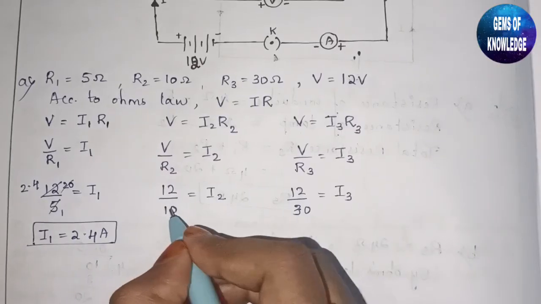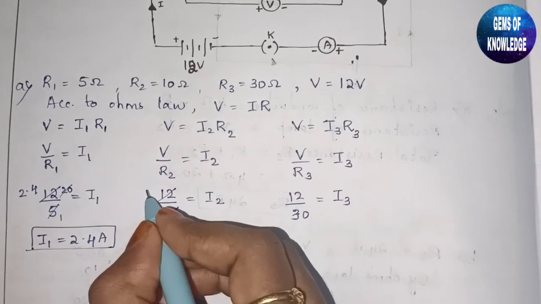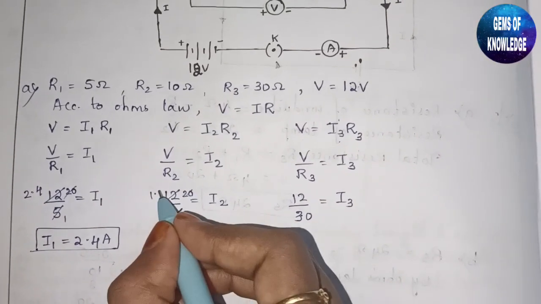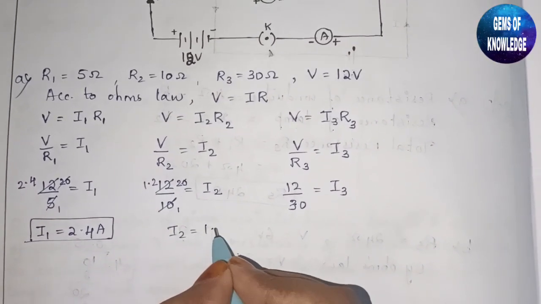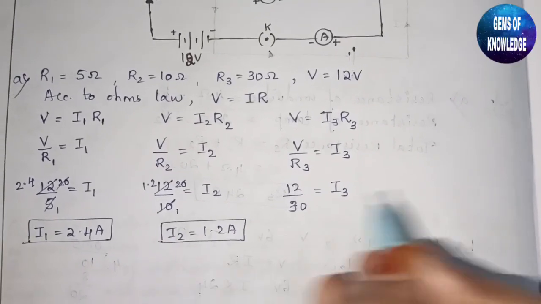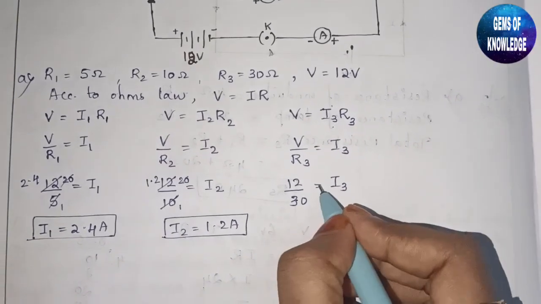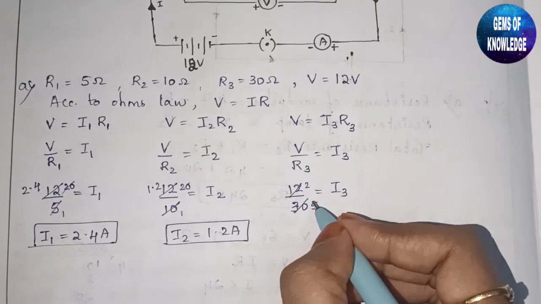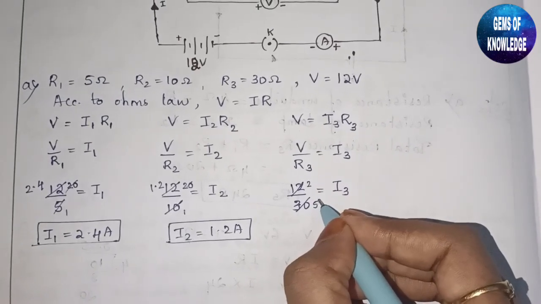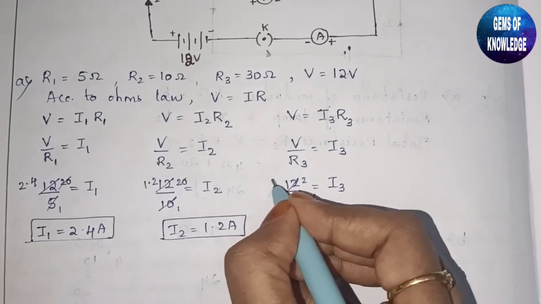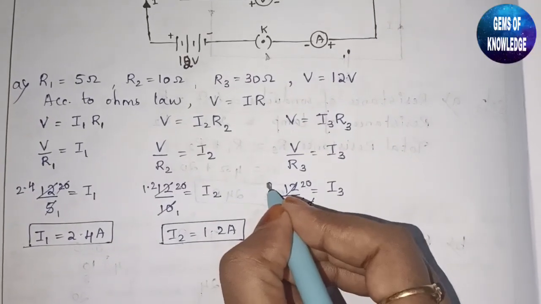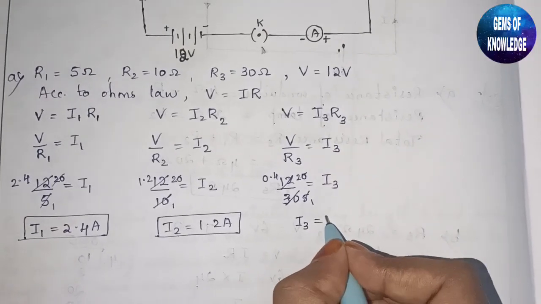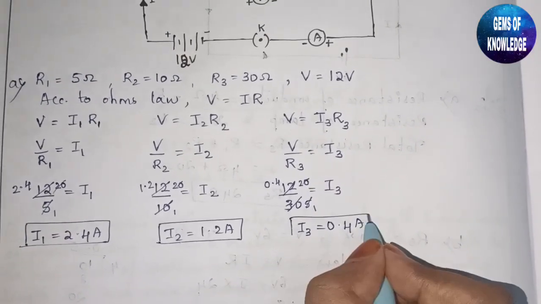Okay, similarly I2: 10 ones are 10, 10 ones are 10, again 2 remaining. If we take 0 here, point, 10 twos are 20. So I2 is equal to 1.2 ampere. I3: 6 twos are 12, 6 fives are 30. Now if we divide 2 by 5, 5 ones are 5, we cannot divide this 2, so we will take 0, it will become 0 point, 5 fours are 20. So I3 is equal to 0.4 ampere.